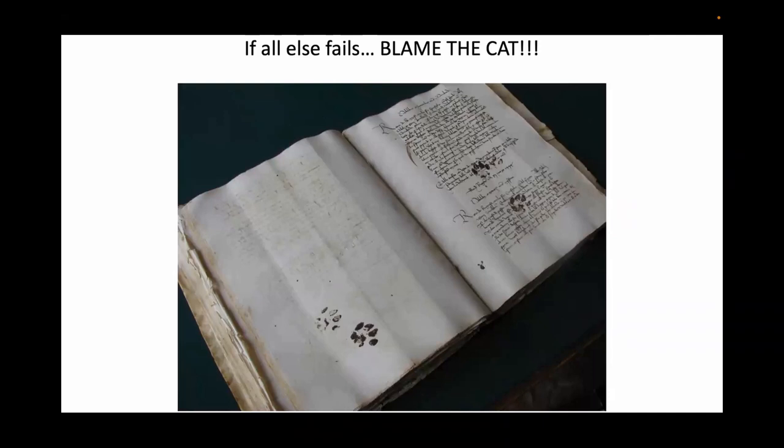And if all else fails, blame the cat. So they used to keep cats in their scriptoriums. Anybody who's a cat owner, I am not, but anybody who's a cat owner knows cats go where they please, and they don't care what it is they're stepping all over. So here we have somebody's kitty has walked through the ink and then right across their manuscript. I'm sure everybody's probably seen that before, but I think it's hysterical.